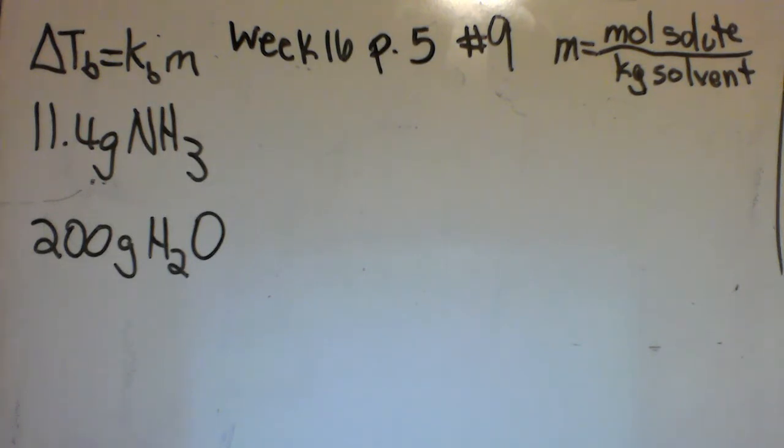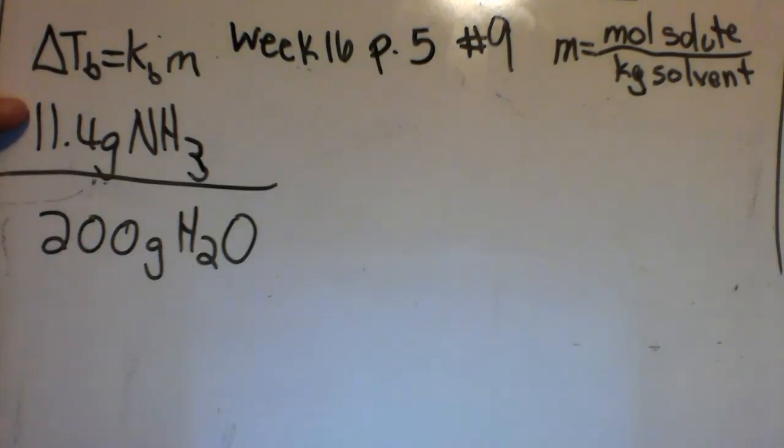Now let's figure out what the question is actually asking. It wants us to find out what is the boiling point elevation. That means what is the change in boiling point. So this is the variable here that we're looking for. We have both units in order to find out the molality of the solution. We have the solute and we have the solvent. So the first thing we're going to need to do is find the molality.